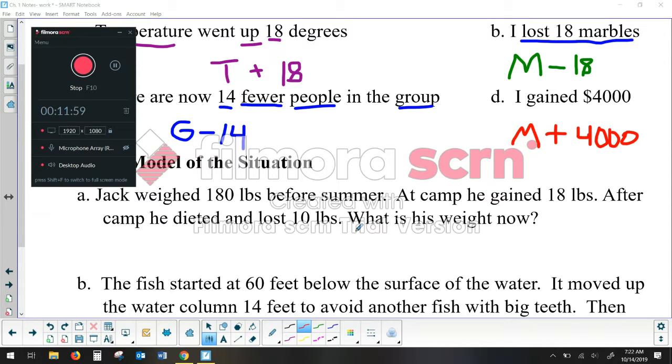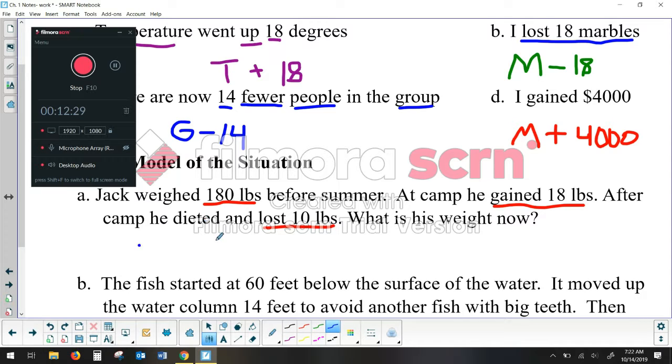So Jack weighed 180 pounds before summer camp. Oh, I'm sorry. You're not gonna need a letter here. You're not gonna need letters for modeling situations. You're going to write all of your numbers and what's happening. So we know Jack weighed 180 pounds before summer camp. When he went to camp, he gained 18, and after camp, he went on a diet, so he lost 10. What is his weight now?